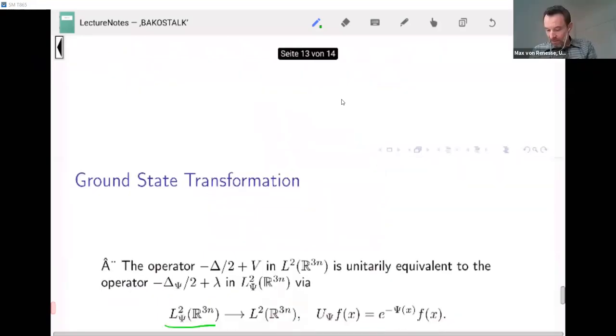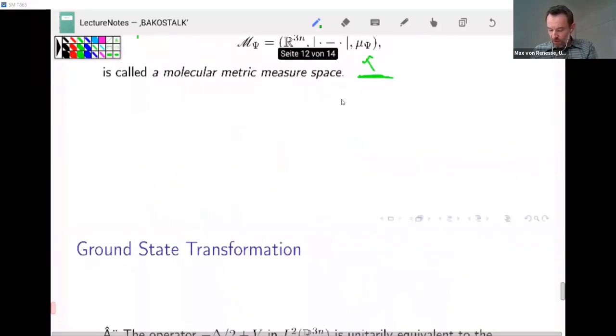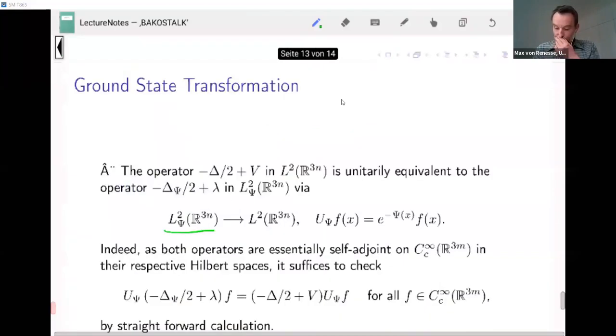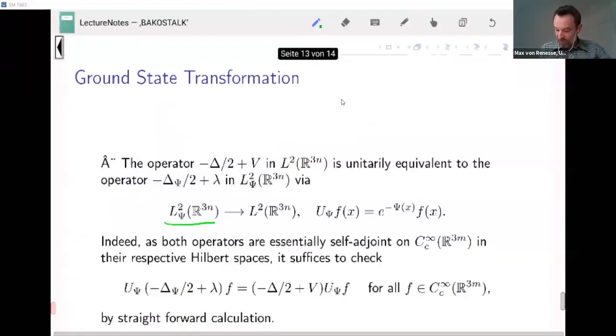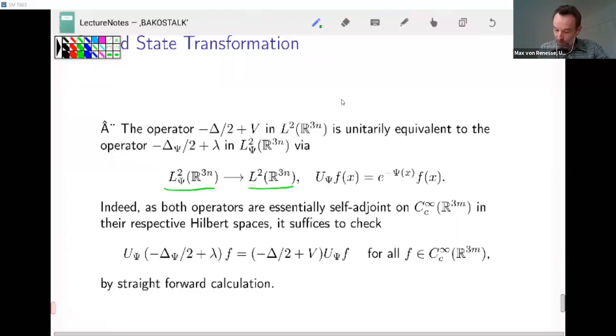And why do we do that? Why is that a canonical thing to do? Because there is what is called the ground state transformation: we have two semigroups which are unitarily equivalent. On the one hand, the conventional Schrödinger semigroup, the thing that people study in quantum mechanics. And on the other hand, a drift diffusion operator, of the type that I discussed in the beginning of my talk, which comes from this gradient potential psi.